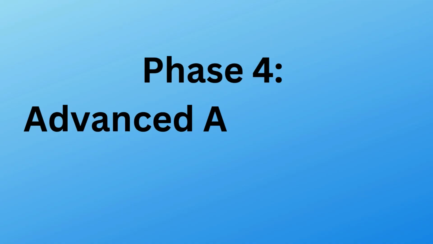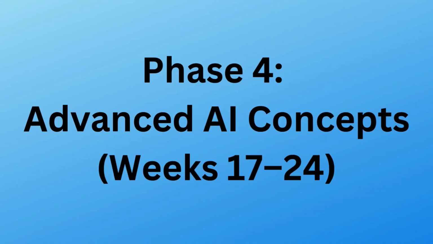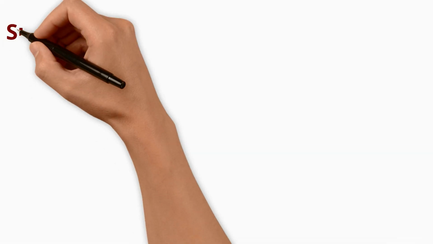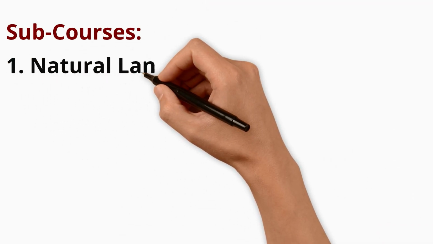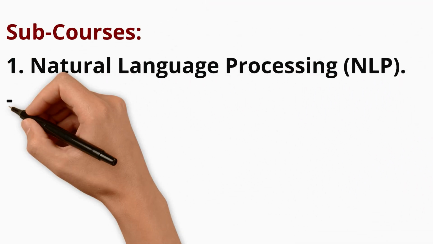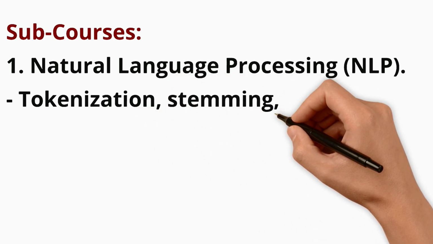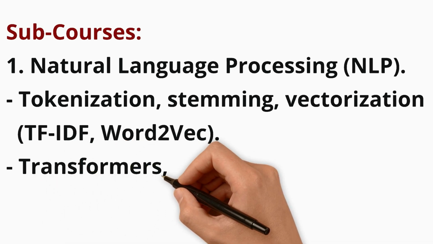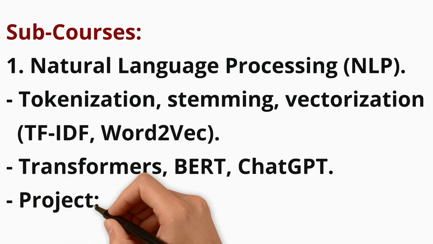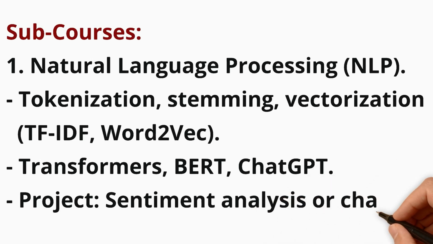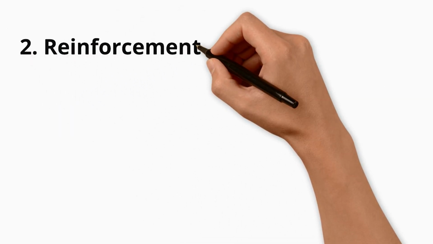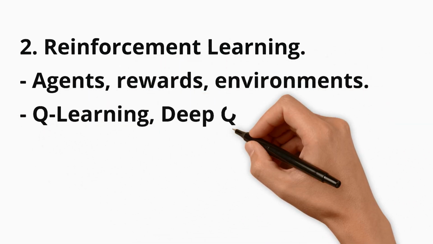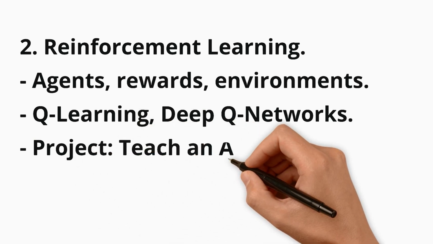Phase 4. Advanced AI concepts, weeks 17 to 24. Goal: master specialized AI domains. Subcourses. 1. Natural language processing, NLP. Tokenization, stemming, vectorization, TF-IDF, Word2Vec. Transformers, BERT, ChatGPT. Project, sentiment analysis or chatbot. 2. Reinforcement learning. Agents, rewards, environments. Q-learning, deep Q networks. Project, teach an AI to play a game.